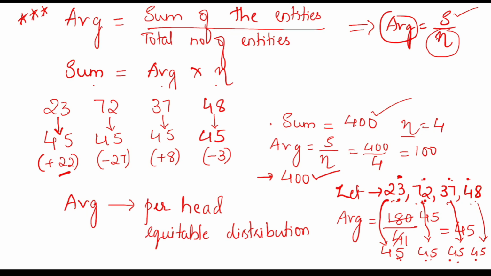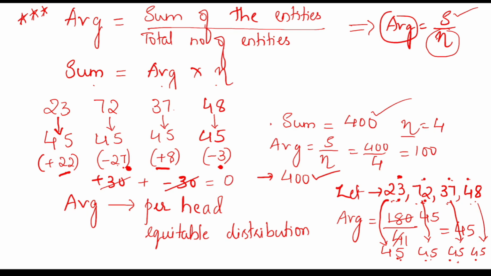It got deviated by 22. 72 got deviated by minus 27, and 37 got deviated by 8, and 48 got deviated by minus 3. So when you add these things, plus 22 and plus 8 is nothing but plus 30, and minus 27 and minus 3 is nothing but minus 30. So when you add these things, how much is the deviation? This and this get cancelled and the deviation is 0.